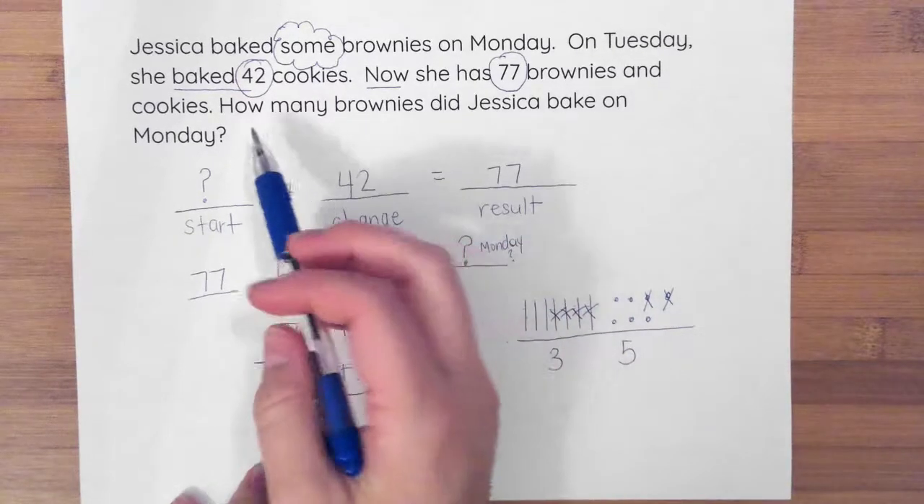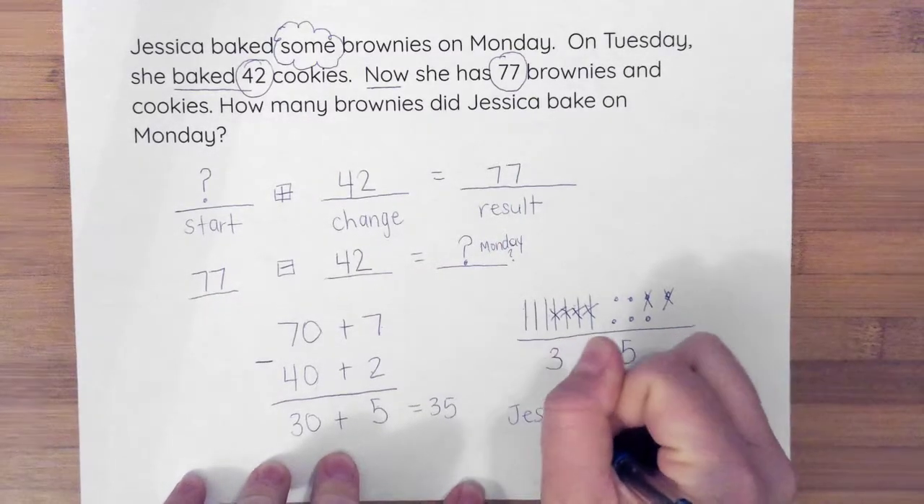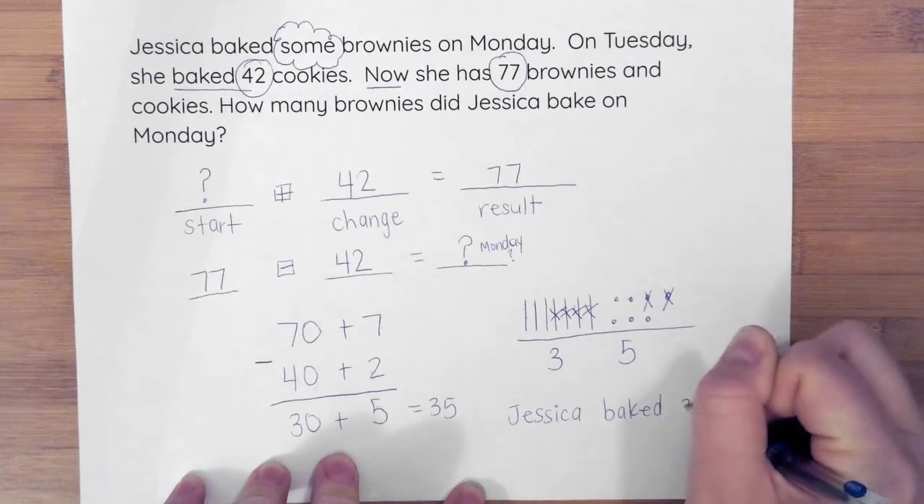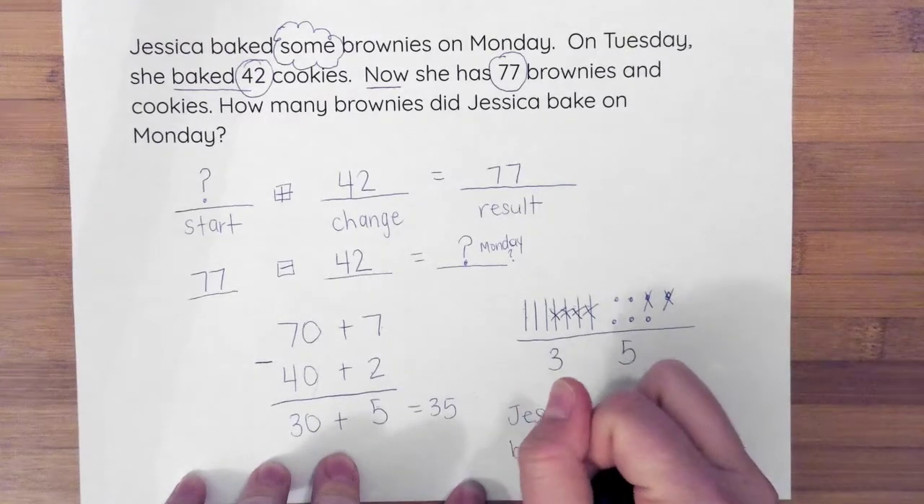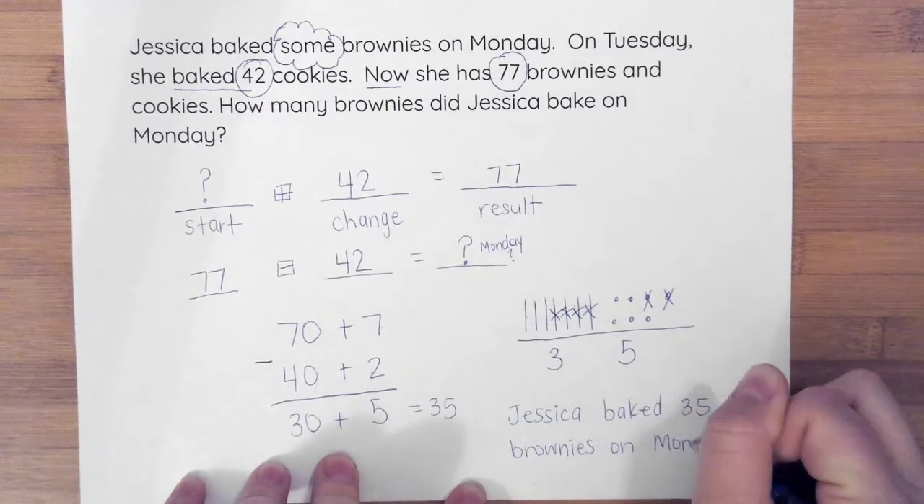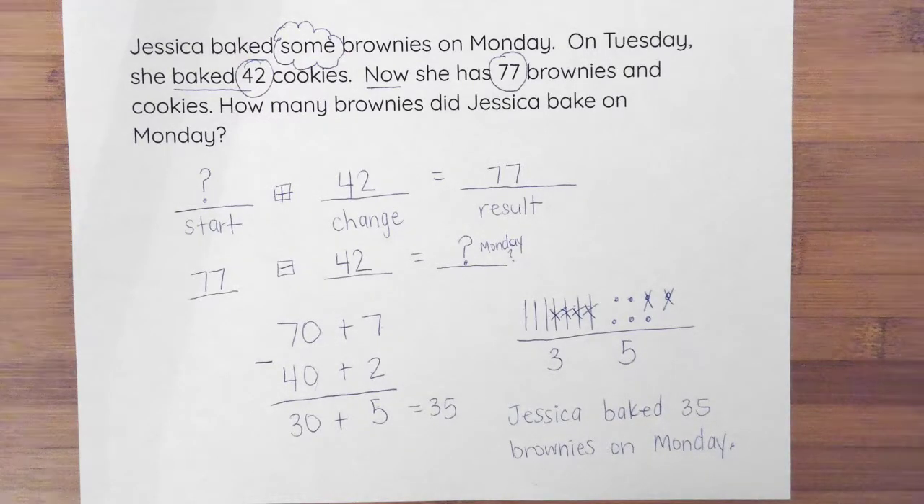So when I would answer how many brownies did Jessica bake on Monday, I would say Jessica baked 35 brownies on Monday. Now remember, you need to tell me this solution sentence so I know the answer to your question and I know what you figured it out to be. That's not just 35. You're telling me that it's 35 brownies that she baked on Monday. All right, go show me what you know. Use your strategies to help you solve these problems and be awesome problem solvers and great thinkers.